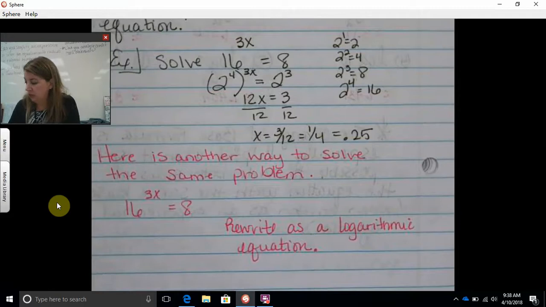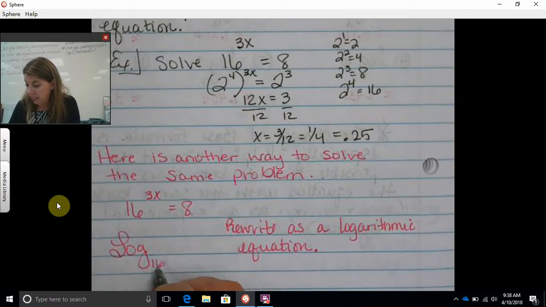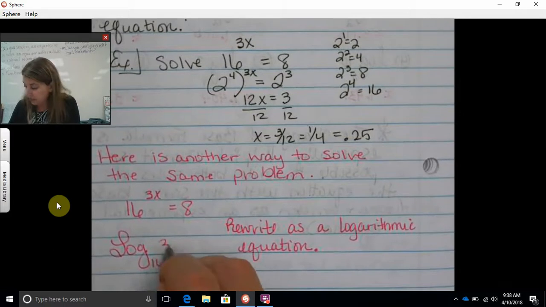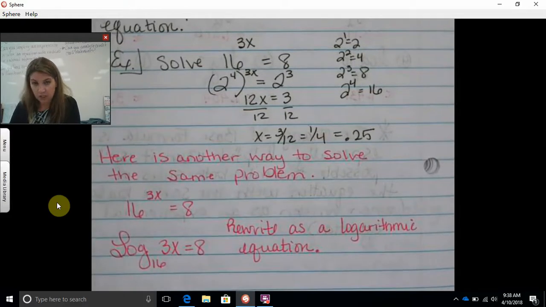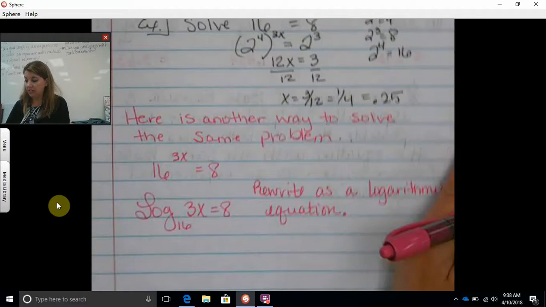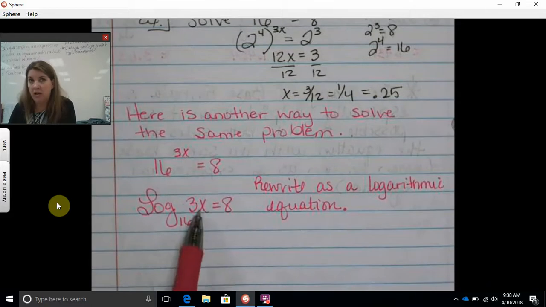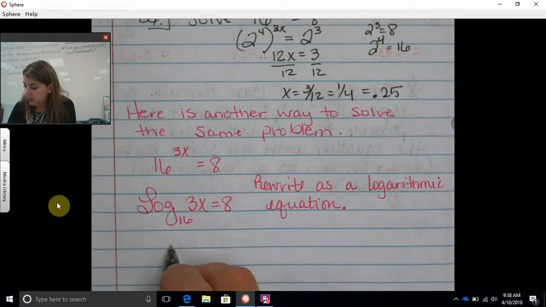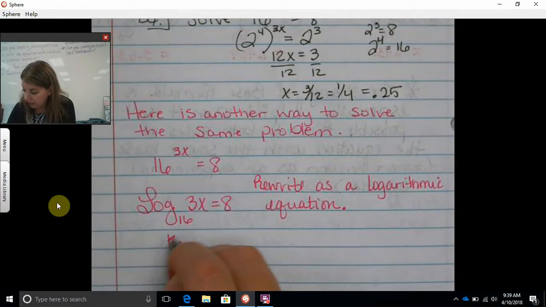So as a logarithm, you know that would be log base what? Log base 16 of 3x equals 8. And then we know to solve that 16 raised to the 8th power equals 3x, right? No, we're not doing that. My bad. I got ahead of myself.